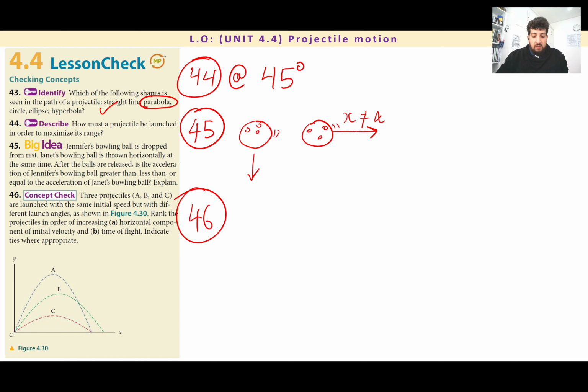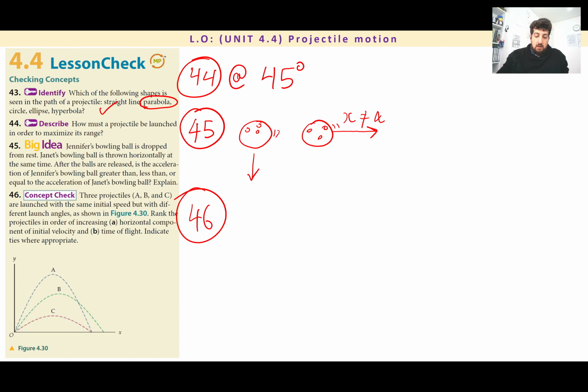46. Three projectiles, A, B, and C, are launched with the same initial speed, but with different launching angles. Rank the projectiles in order of increasing horizontal component of initial velocity and time of flight.